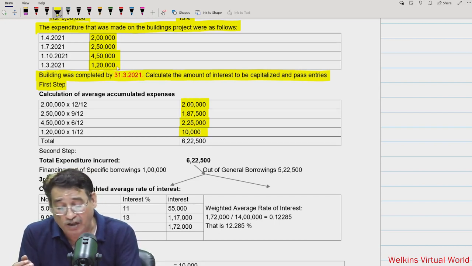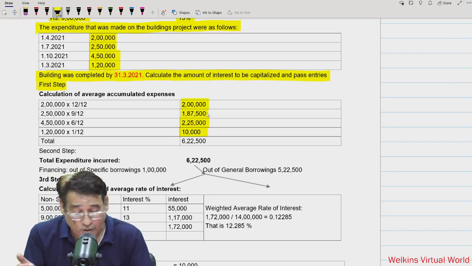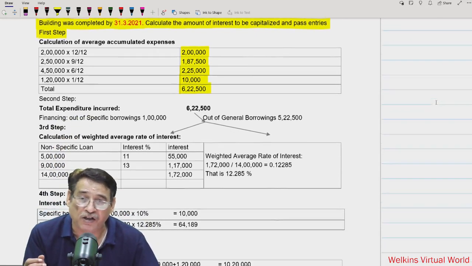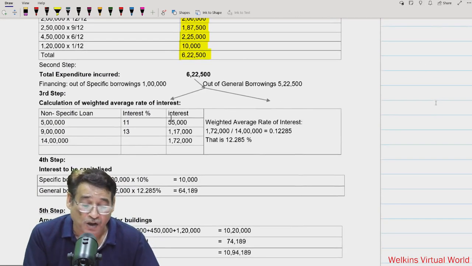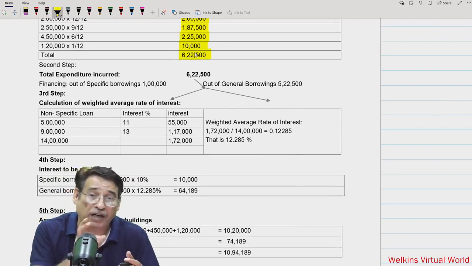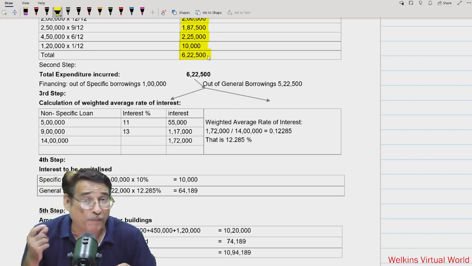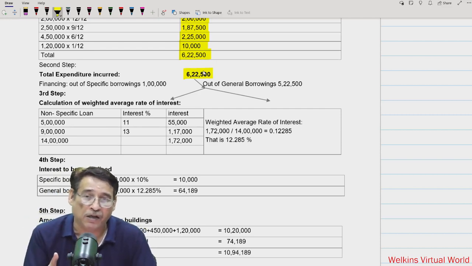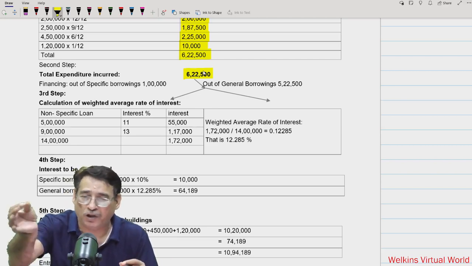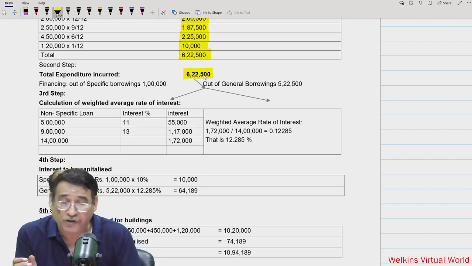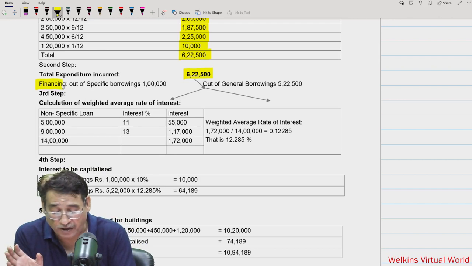That means, even though actually I have spent this much amount, related to the current year, on an average basis, I may say the expenditure is 6,22,500. Is it clear to you or not? That is what we mean by average accumulated expenditure. So after computing the average expenditure, it means you have spent on an average basis 6,22,500. But the problem is, how can you spend 6,22,500 on the construction of the building in the current year if you have taken a loan of only 1,00,000 for the purpose of construction? Because it was clearly given in the question that we took a loan of 1,00,000 for the construction of the building. See here, I have written total expenditure incurred 6,22,500, and now I have written here financing.